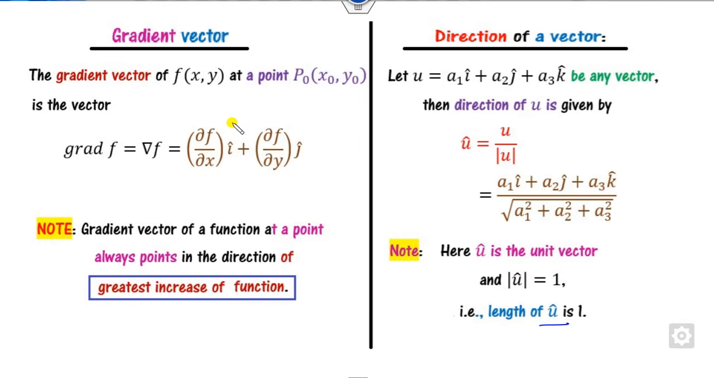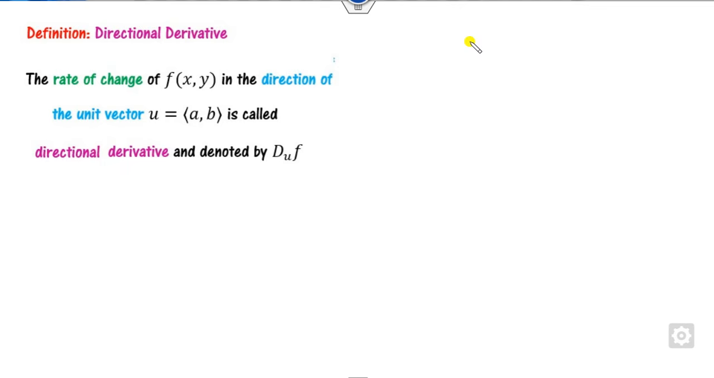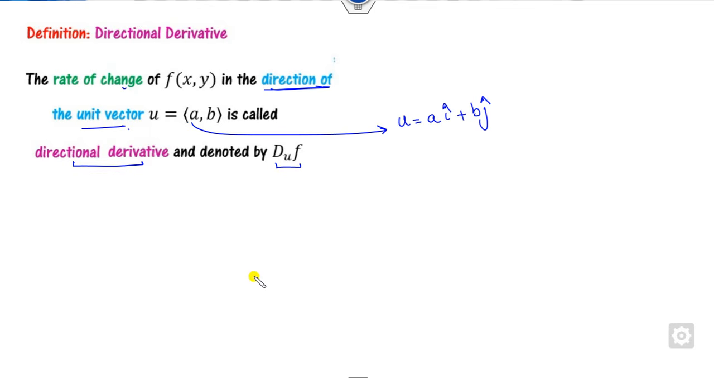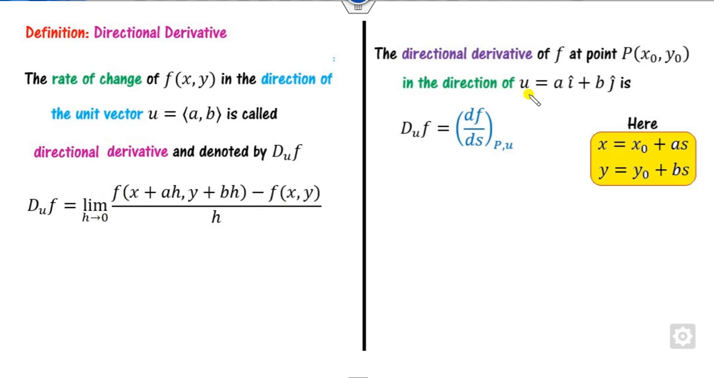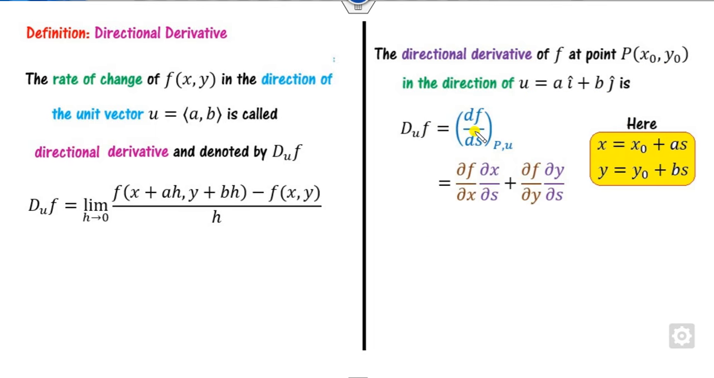Now, based on this gradient vector and the direction vector, we can define the directional derivative, that is, the rate of change in the direction of this u. What is the meaning of this line? That is nothing but u equals a i cap plus b j cap. If it is in 3 dimensions, then you can write a c cap as well. Then the directional derivative is denoted by Duf, and it is defined like this. You can see that the partial derivatives are there. But the most important thing is, if you fix the direction, the initial point is here. What is the meaning of that? You can change them using the chain rule. If you apply the chain rule, you get this.